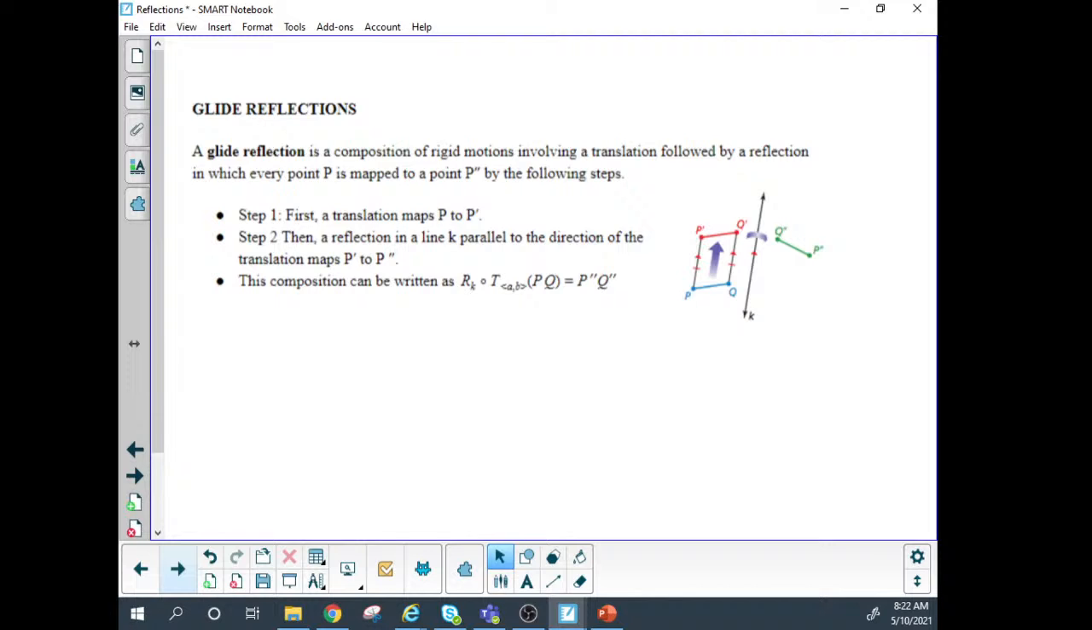Notice how the composition is written. So I've got RK, what does that mean? Reflection across the line K. And we've got this circle thing. Have you seen this before? Wouldn't it be like we composed those? Oh my gosh. Yeah, we're composing functions, exactly. Remember that?